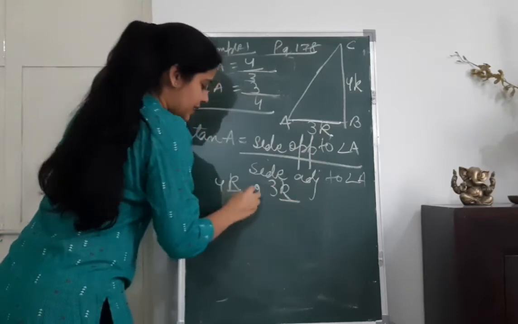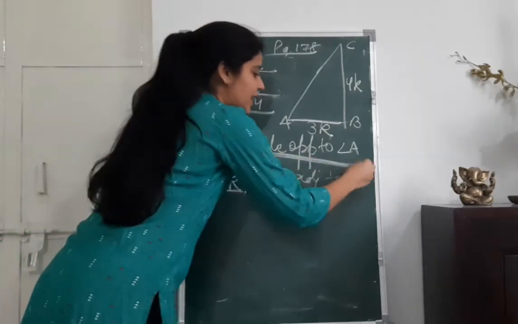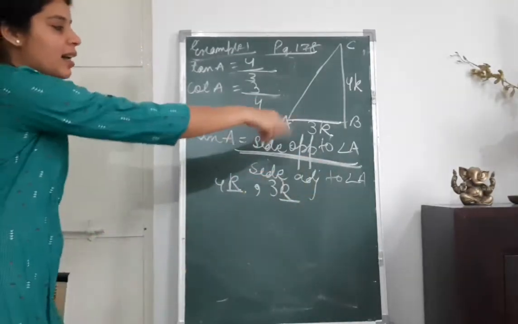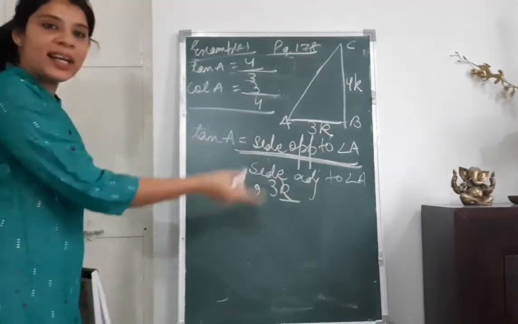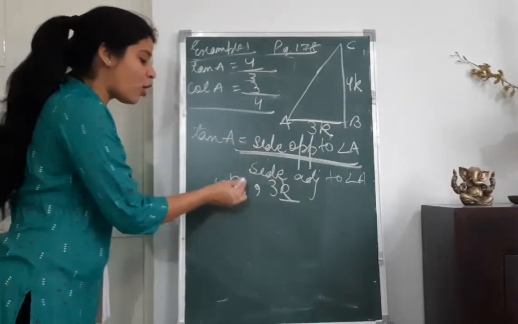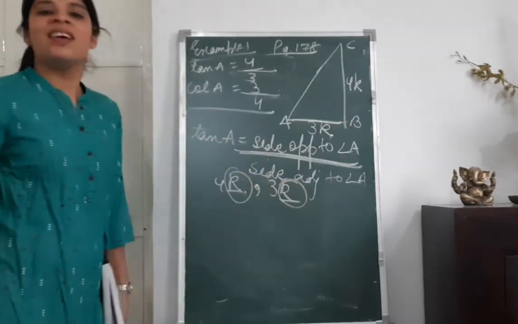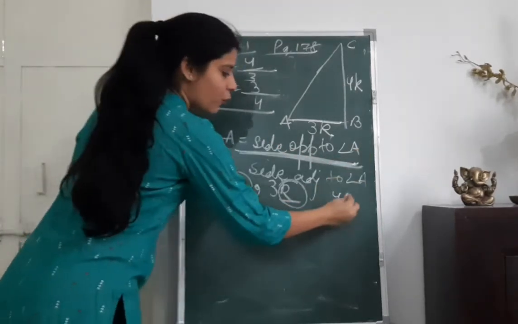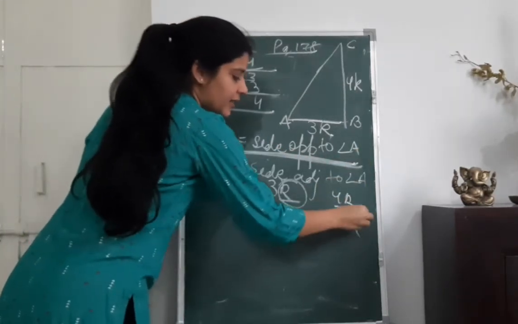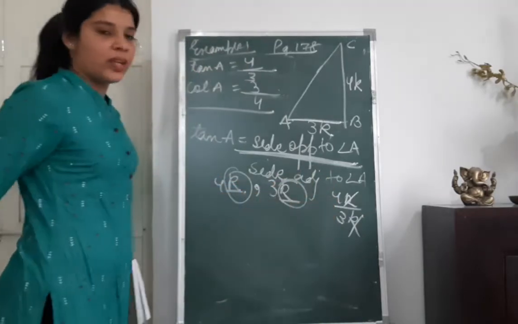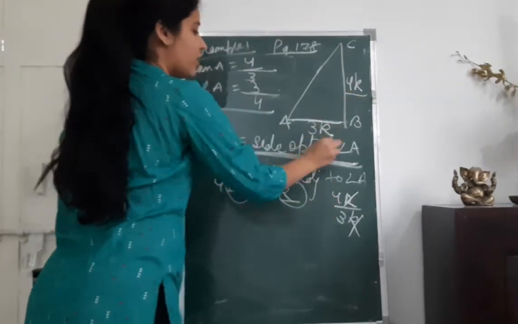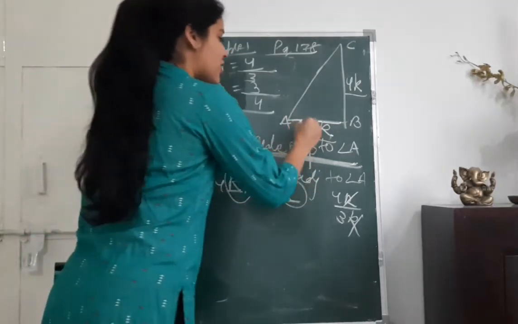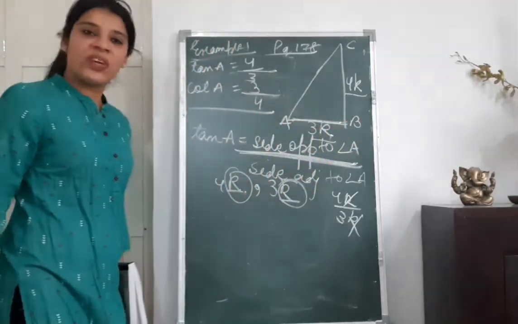How have I taken this number K? Because when these both are in ratio, there will be some common factor which will get cut from both numerator and denominator, and I am considering that common number as K. So you can see 4K upon 3K, that K and K cut, that gives you 4 by 3. That is how I am taking this as 4K and 3K. Now side opposite to angle A is 4K, and side adjacent to angle A is 3K.